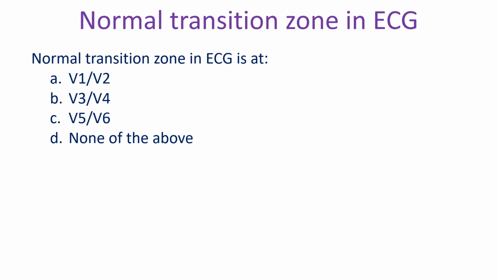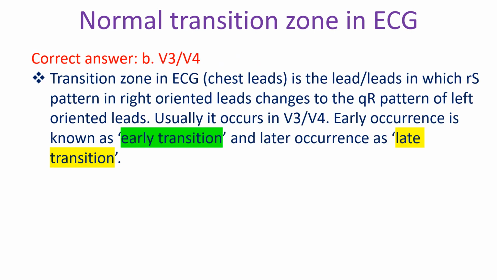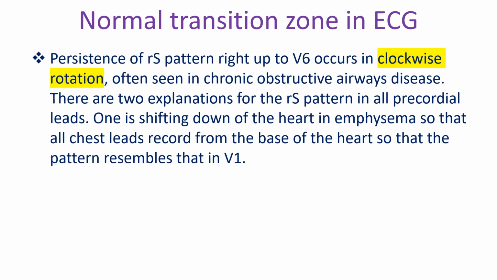Normal transition zone in ECG is at A. V1 V2, B. V3 V4, C. V5 V6, D. None of the above. Correct answer B. V3 V4. Transition zone in ECG chest leads is the lead or leads in which RS pattern in right oriented leads change to the QR pattern of left oriented leads. Usually it occurs in V3 V4. Early occurrence is known as early transition and later occurrence as late transition. Persistence of RS pattern right up to V6 occurs in clockwise rotation, often seen in chronic obstructive airway disease.